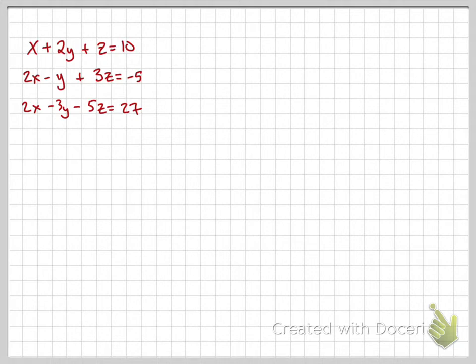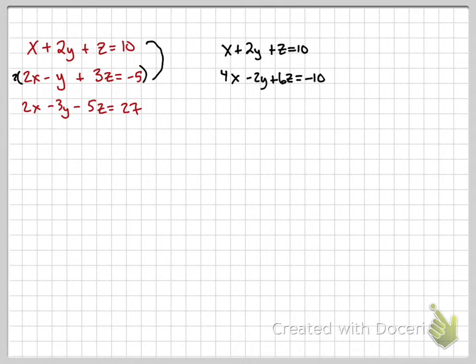You could get rid of x fairly easily. Y, I'm going to get rid of the y, I think. So I'm going to take these two equations. So I have x plus 2y plus z equals 10. And to get rid of the y, what am I going to multiply the second equation by? I'm going to multiply this by 2, right? So that gives me 4x minus 2y plus 6z equals negative 10.